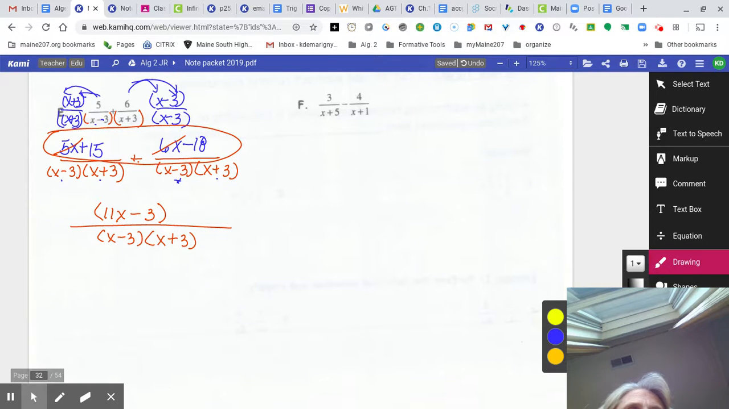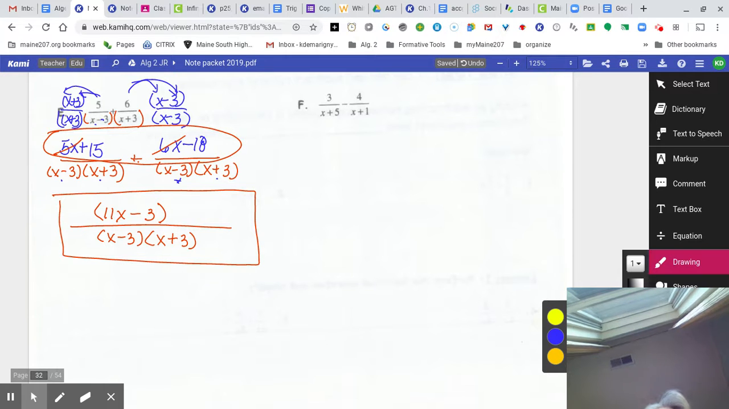Now, before I say I'm finished, I need to make sure that there's nothing that'll factor out of the numerator. I could find that I have a common factor, and then I could cancel something out, but I don't. 11 and 3 have nothing in common, so therefore, the addition of those two rational fractions is 11x minus 3 over x plus 3 times x plus 3.